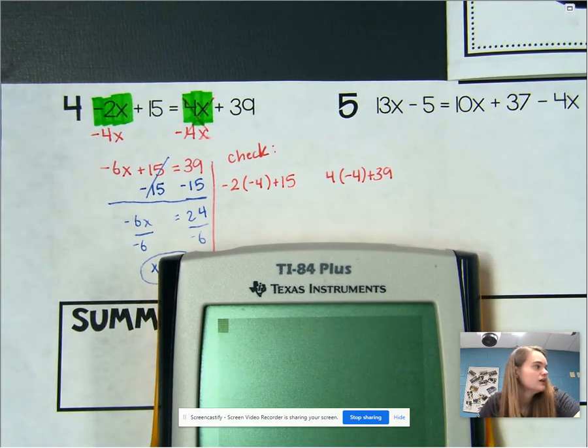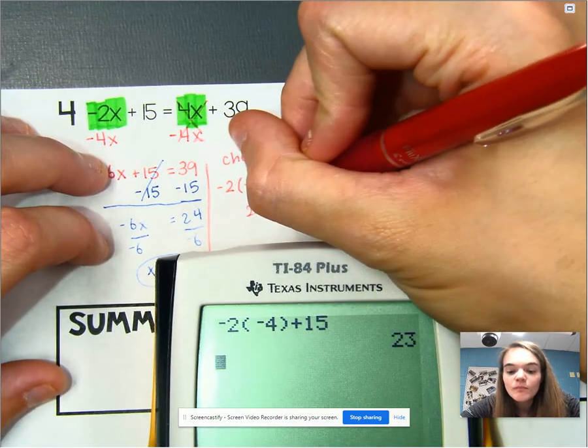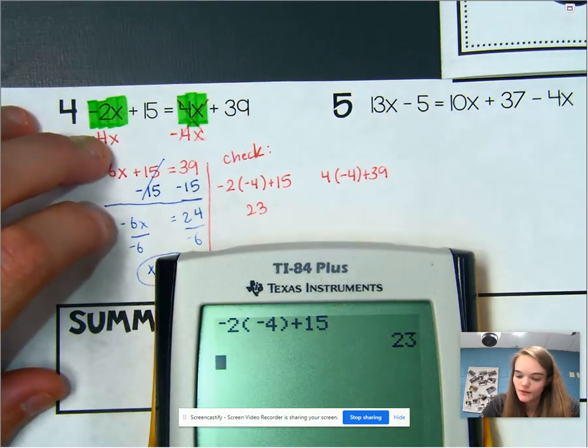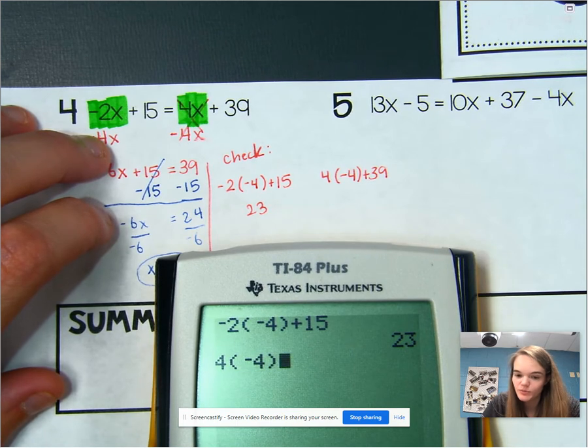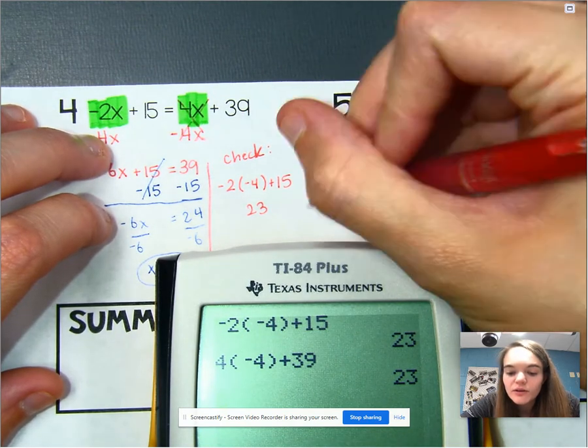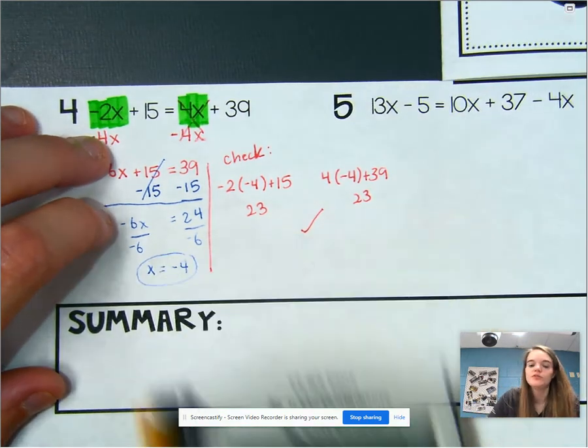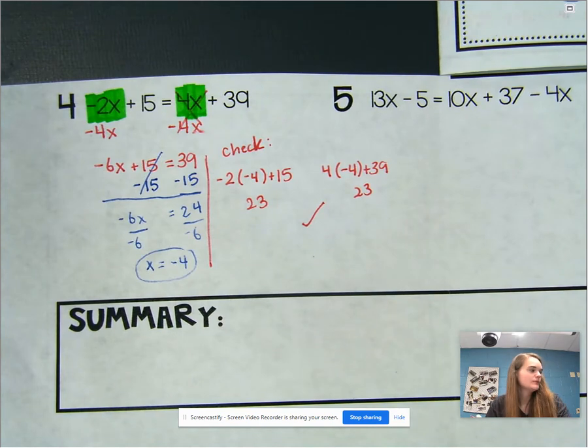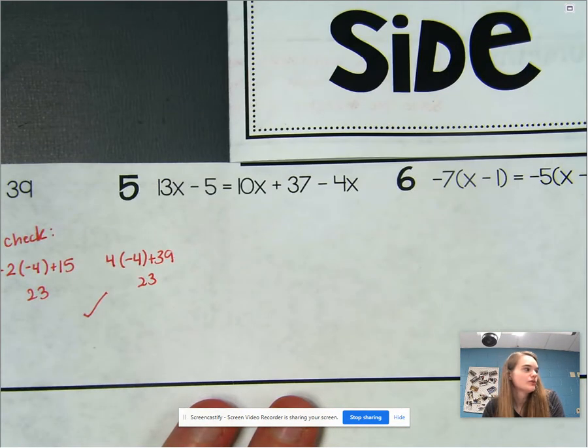Clear all this out. Negative 2 times negative 4 plus 15 is 23. And 4 times negative 4 plus 39 is 23. We have done it correctly. It's a good idea to go back and check them if you need to. Okay. Number 5. I would start working on this one on your own.